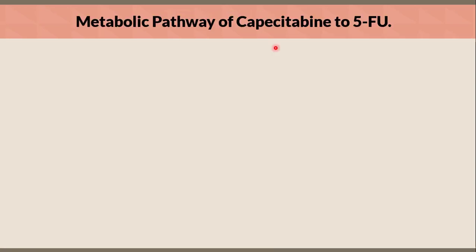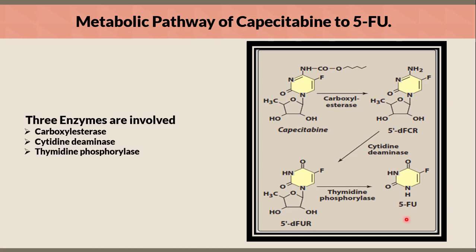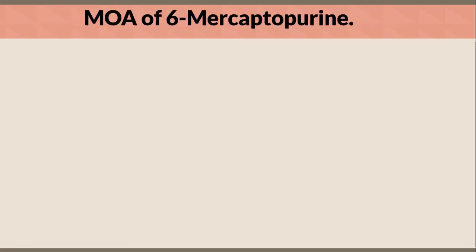Metabolic pathway of capecitabine to 5-fluorouracil. As you can see here, capecitabine, as a prodrug, is converted to 5-fluorouracil. Three enzymes are involved in this conversion: carboxylesterase, cytidine deaminase, and thymidine phosphorylase.